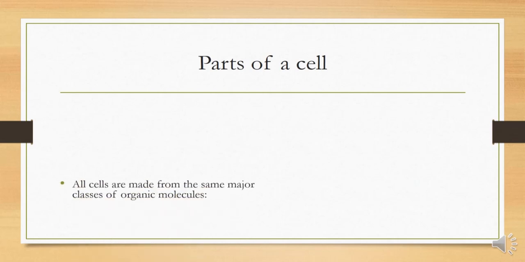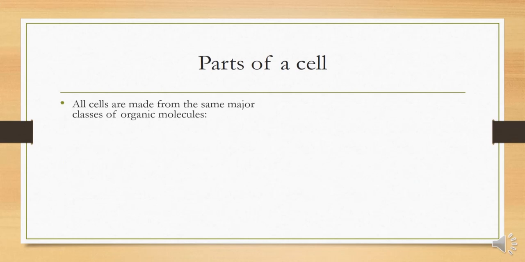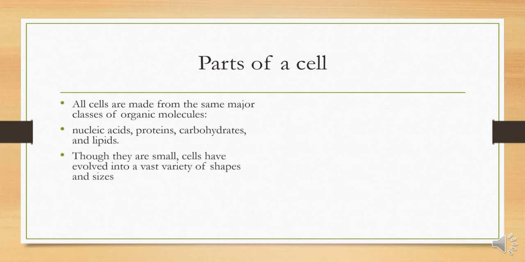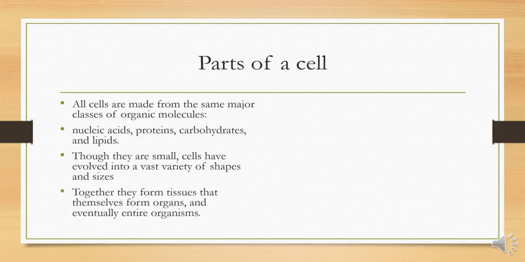The parts of the cells: all cells are made from the same major classes of organic molecules, which are nucleic acid, proteins, carbohydrates, and lipids. Though they are small, cells have evolved into a vast variety of shapes and sizes. And together they form tissues. When the cells combine each other, they form the tissues. And when tissues are combined, they form organs. And when organs combine, they form organ system, and organ systems combine together to form organisms.